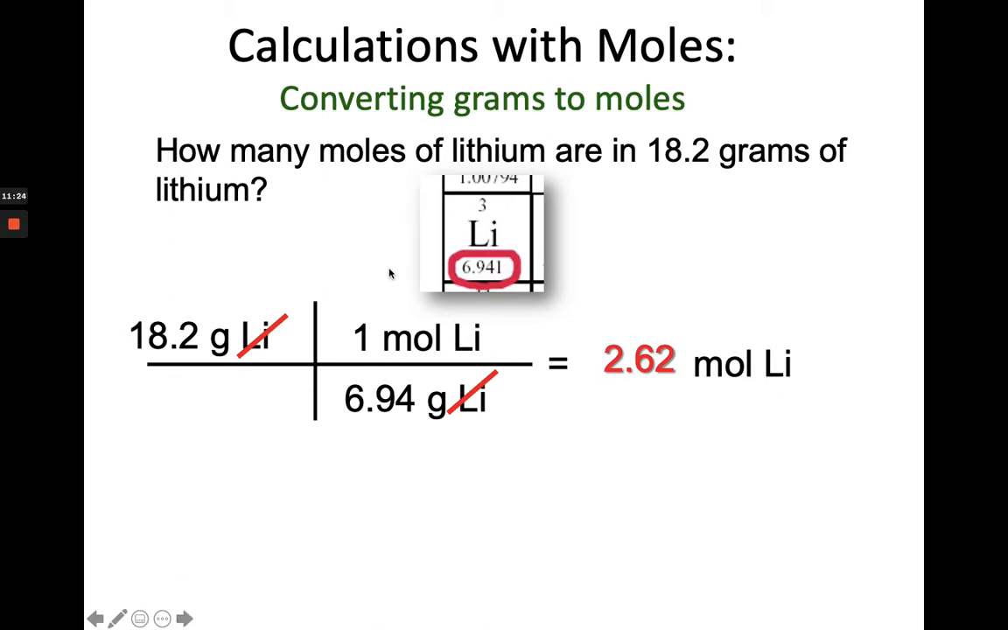And that makes sense. 1 mole of lithium is about 7. And we got more than 7. So it's got to be more than 1 mole.